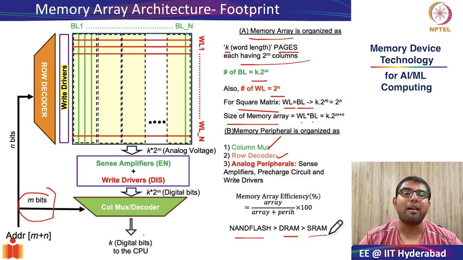For DRAM, it is 60 to 70%, and for SRAM, it can be as low as 40 to 50%.